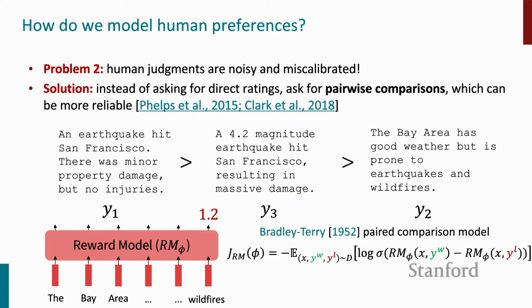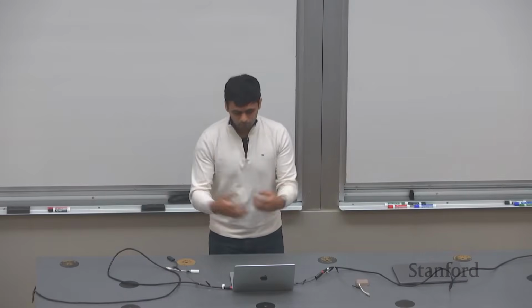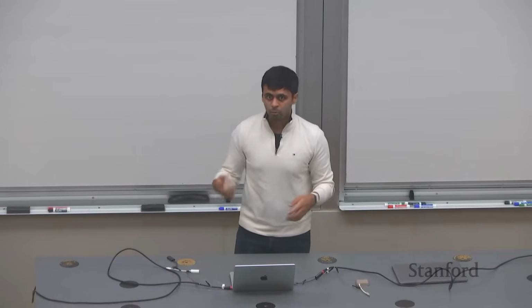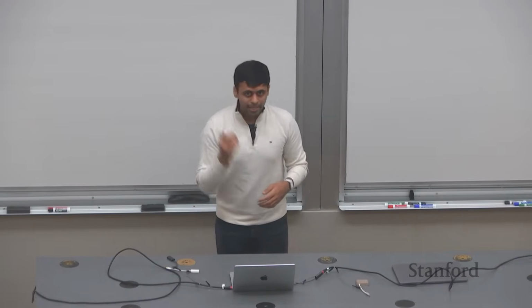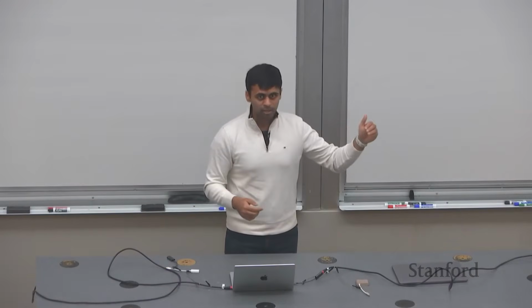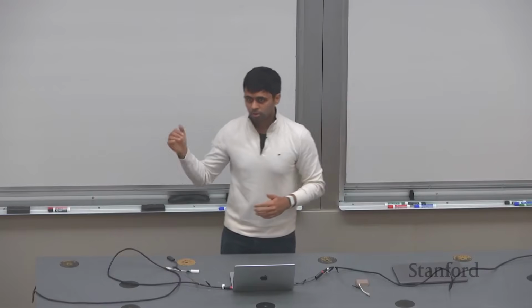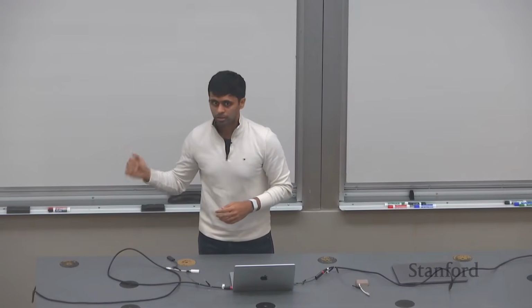So now going a little bit deeper into this. We are going to collect a data set where we're given some kind of an input X, and we're given some kind of a winning summary, which is YW, and some kind of a losing summary, YL. And we're going to have some data set D for this. What we want to do is train a reward model which assigns a higher score to the winning summaries and a lower score to the losing summaries.